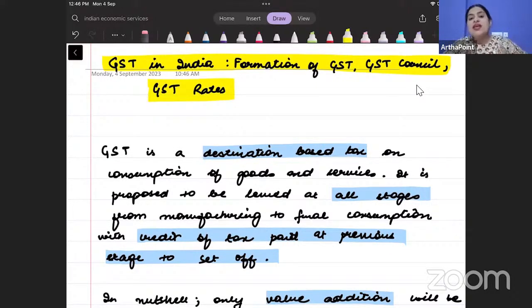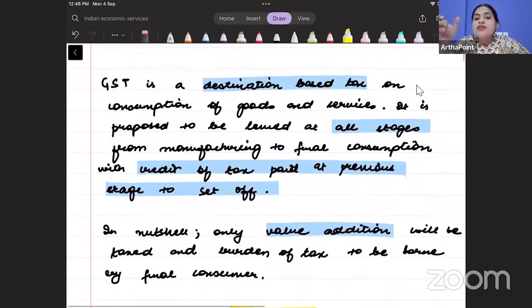GST is basically a destination based tax. GST को हम क्या बोलते हैं? Destination based tax. It is put on the final destination of the product. Product की final destination पे GST लगता है. Okay, now continue. It is proposed to be levied at all stages from manufacturing to final consumption with credit of tax paid at previous stages to set off.